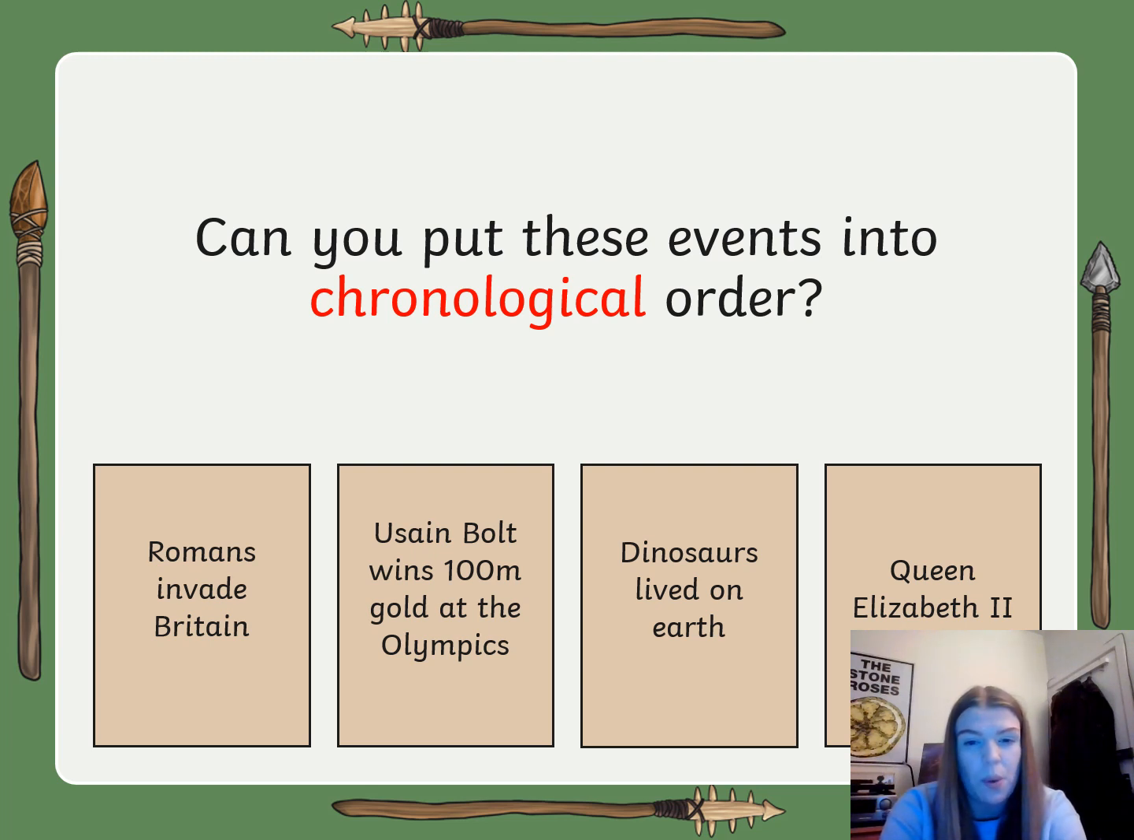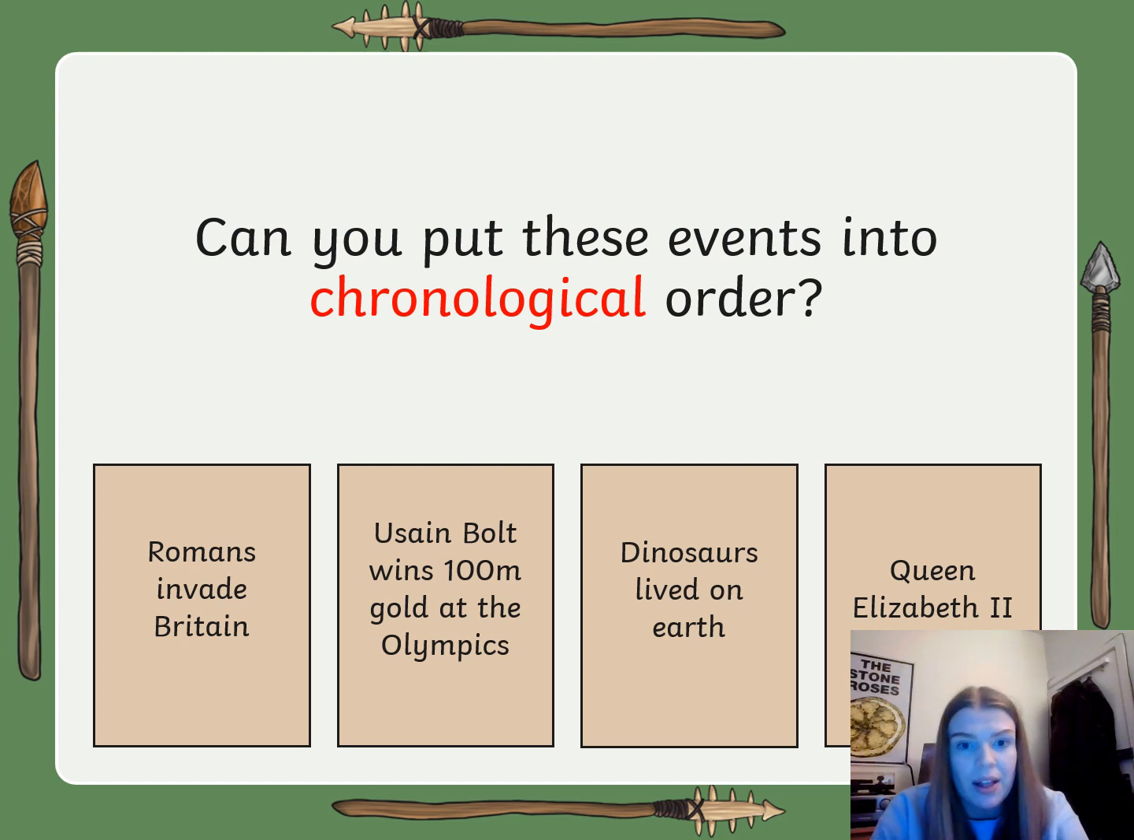Okay, for those of you who might be struggling with this, let's read through them again. So let's start with the dinosaurs. Were the dinosaurs the first thing that happened? Were there people before there were dinosaurs? No, there weren't, were there? And all of the others, if you look closely, involve people. So we know that the dinosaurs are going to be the first chronological event on our timeline. So they are going to be the furthest that way, aren't they?